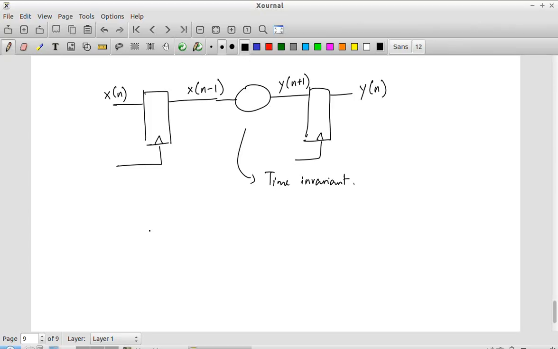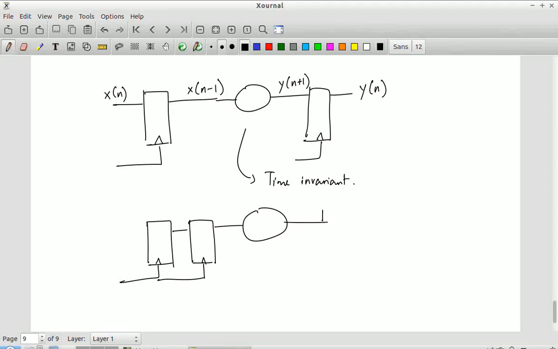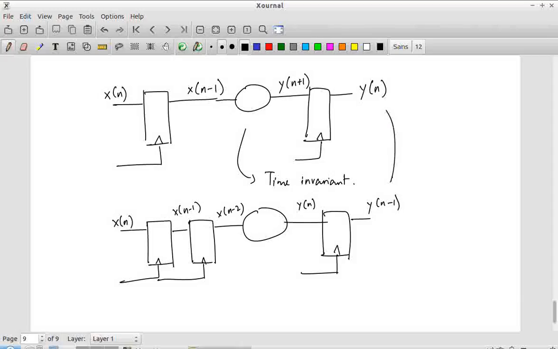Okay? So as far as this circuit itself is concerned, supposing I change it around and make it, then this will become x of n minus 1, this will become x of n minus 2, okay? This will become y of n, and this will become y of n minus 1, right? Corresponding to these. That's the only difference that has happened. Everything has got shifted back by one cycle.